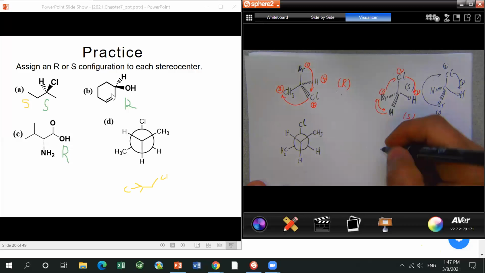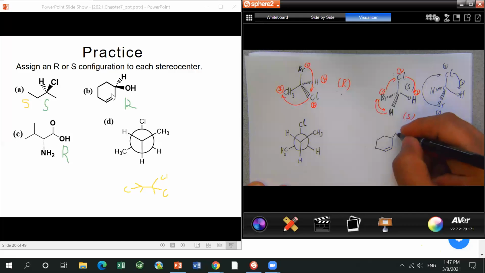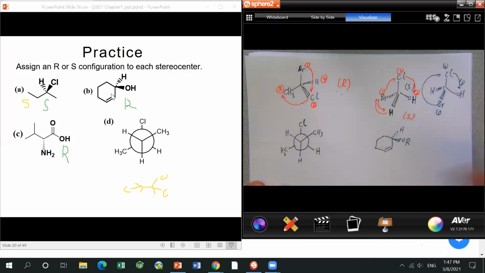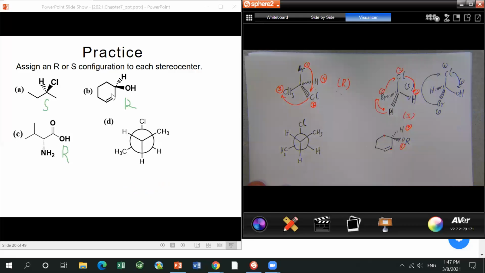And B is a little bit challenging. Maybe you still draw it here. This morning some students used the wrong assignment for B. The OH has the highest priority, and the lowest one should be here. Then comes the question: the top branch or the bottom branch, which one has higher priority?